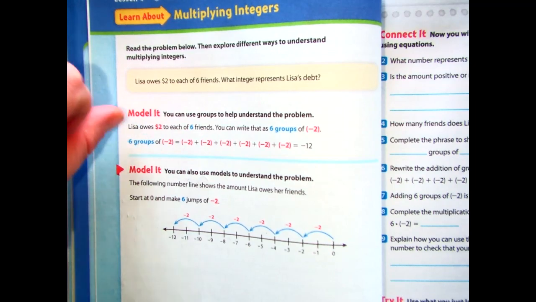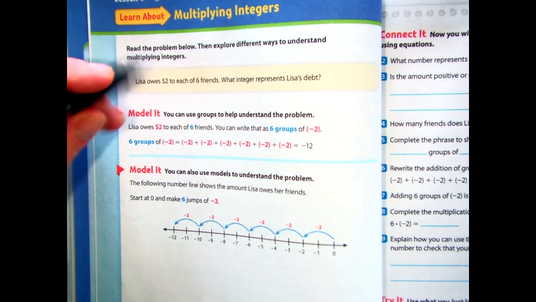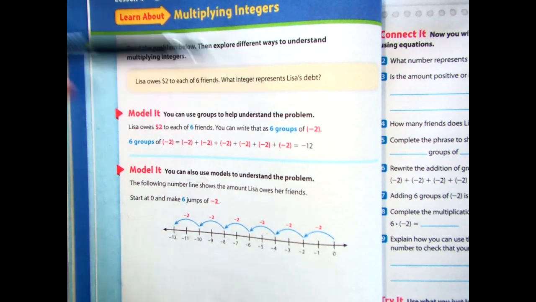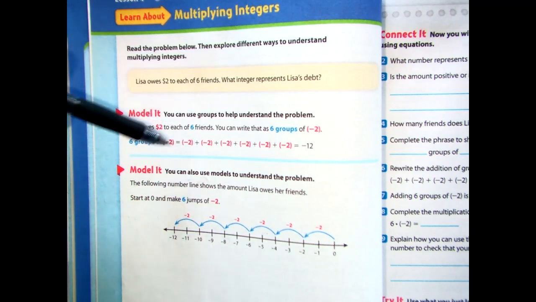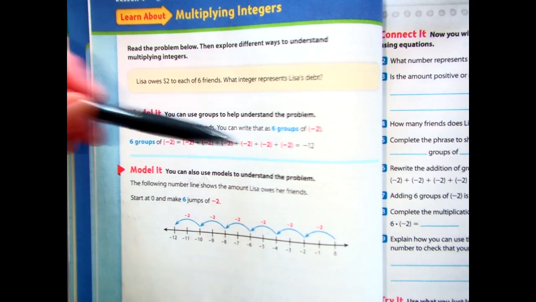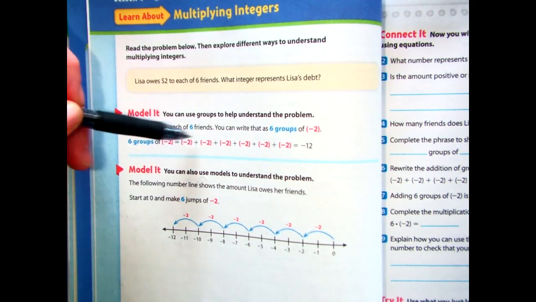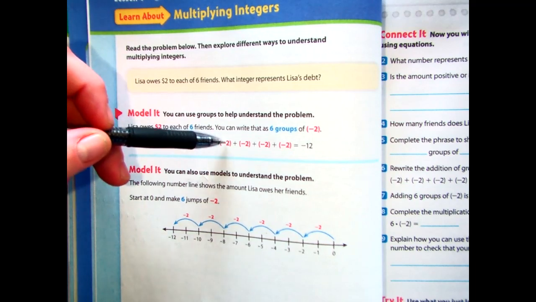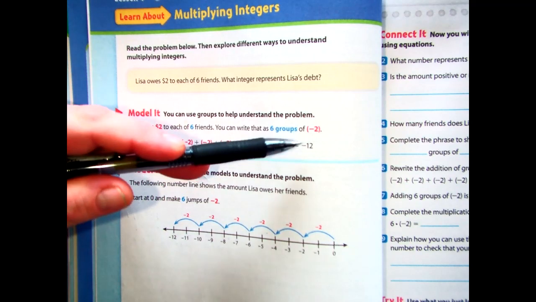Lisa owes $2 to each of her 6 friends. So what she said was she can write that as 6 groups of -2. And 6 groups of -2 looks like this: -2 plus -2 plus -2 plus -2 plus -2 plus -2. This would give me -4, -6, -8, -10, -12.